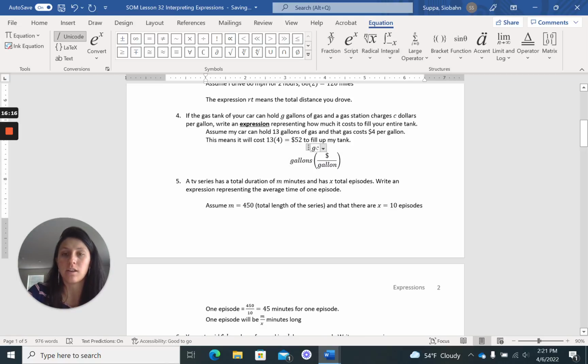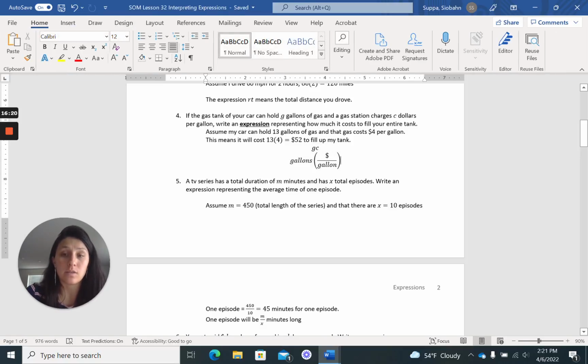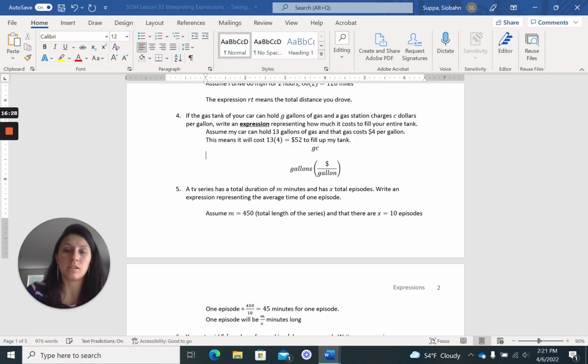So this whole thing, the units on that entire expression is dollars, which makes sense because the question was, how much does it cost to fill up your entire tank? So that unit, I'll leave that there in case you want to see what I did. That unit analysis, that's usually what I call it, can help you to confirm that the final units make sense.